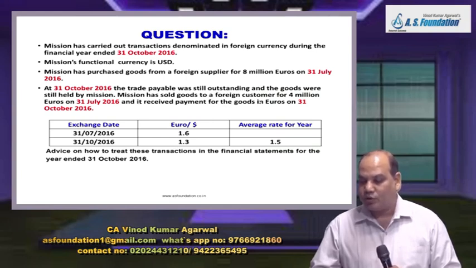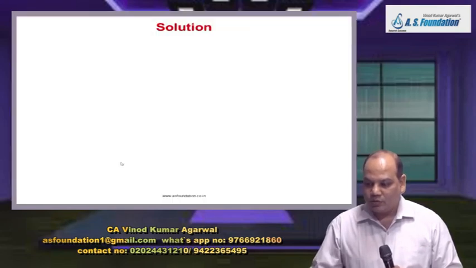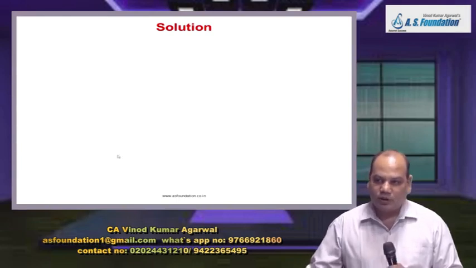Mission had sold goods to a foreign customer for 4 million euros on 31st July. So you have to pass an entry for sale on this date, and it had received payment for goods on 31st October. So payment was received at this rate 1.3. The difference is your exchange gain or loss. Creditor is not yet settled, debtor has been settled. But in both cases, you have to calculate the exchange gain or loss. Advice on how to treat this transaction in the financial statement. So line by line, we will explain each point.